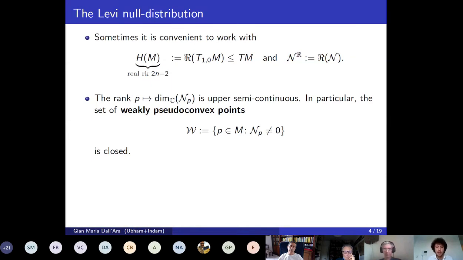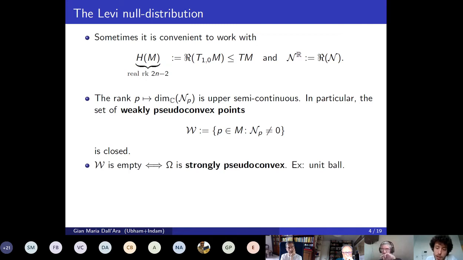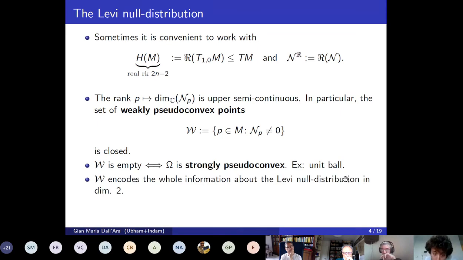You have to imagine this bounded domain, and there is an open set, which is the set of strictly pseudoconvex points, those points for which the null space of the Levi form is trivial and the Levi form is non-degenerate, strictly positive. And there are other points where there is a degeneration. And it's exactly the behavior of this set that is of main interest here. As I said, strongly pseudoconvex domains are a very special class of domains, and they correspond to the case where there are no weakly pseudoconvex points. And of course, the classical example, the simplest and most symmetric example, is the unit ball.